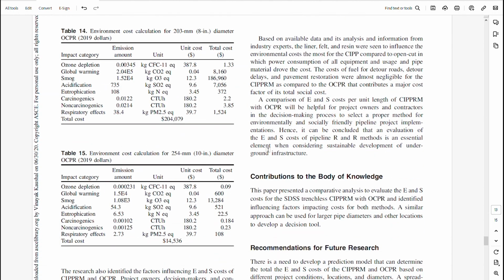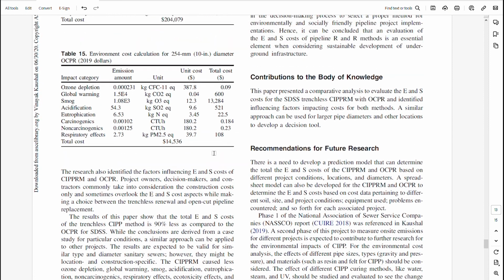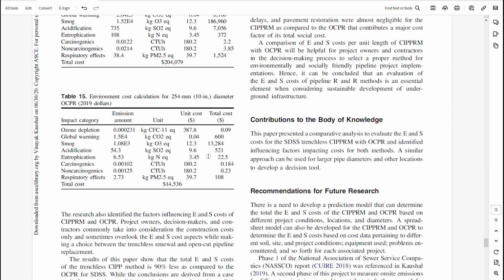Since this is a scientific paper, technical paper, it is very important that a paper contributes to the body of knowledge. So it is worth mentioning what the contributions of the paper or this research are to the body of knowledge.